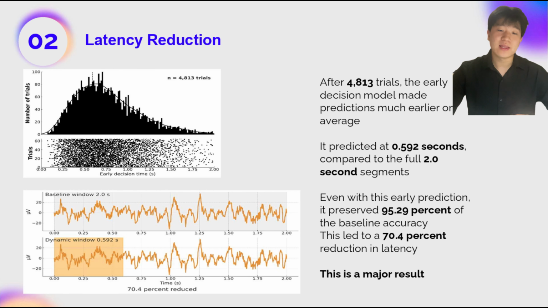So now let's look at the latency reduction. After 4,813 trials, the dynamic early decision model made predictions much earlier on average. The average prediction time was 0.592 seconds compared to a full 2-second window benchmark. This is a whopping 70.4% reduction in latency. Even more importantly, the model preserved 95.29% of the baseline accuracy. This means that we reduced most of the delay while keeping nearly all of the accuracy.